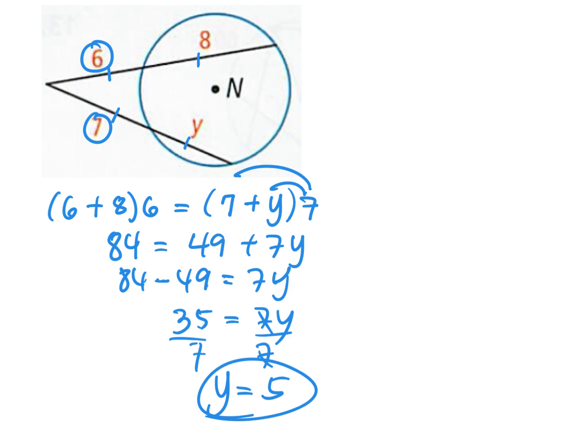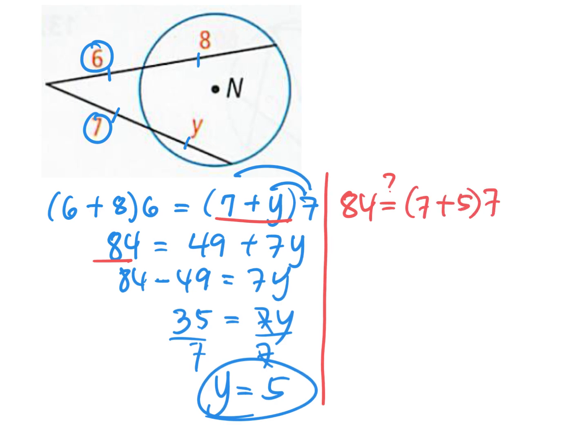Okay, let's recheck. This side is already 84, so I'm just going to put it in here. It's going to be 7 plus 5 and then times 7. Are they going to be the same? 7 plus 5 gives you 12, and 12 times 7 is 84. So we are correct. It means our calculations are correct.